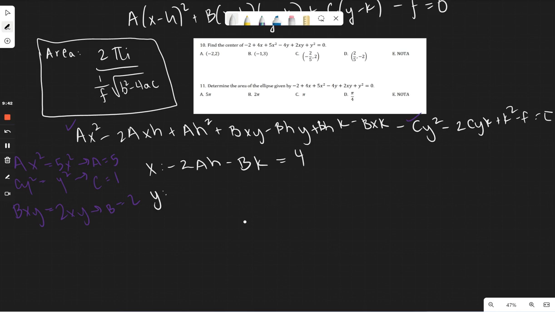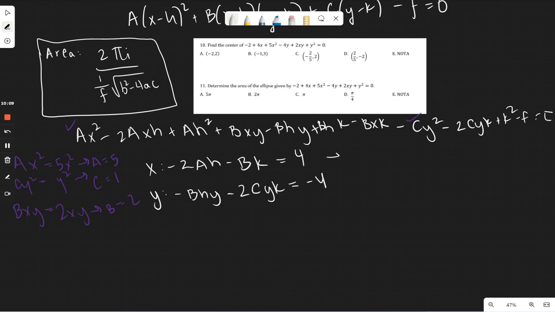Okay, and now we have the y. So that's x, that's just numbers, that's xy. Here we go. Negative bhy, and then that's just a y term, minus 2cyk, that is going to equal our y term, which is -4.